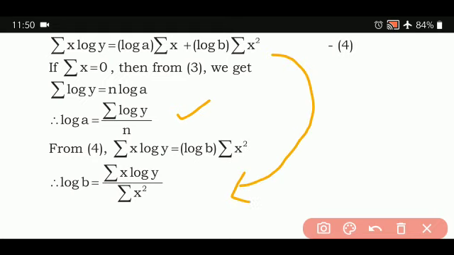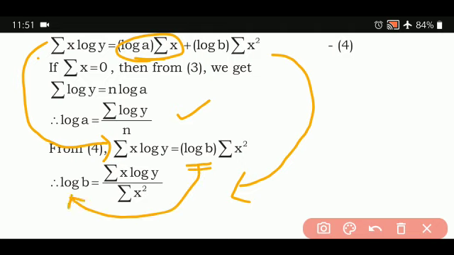If you put summation x is equal to 0 in this, what are you getting? Summation x log y is equal to, see, this particular value is here and this one is here. This term becomes 0. So summation x log y is equal to log b summation x square. We want log b, so this log b remains here only. Then you write summation x log y divided by summation x square.